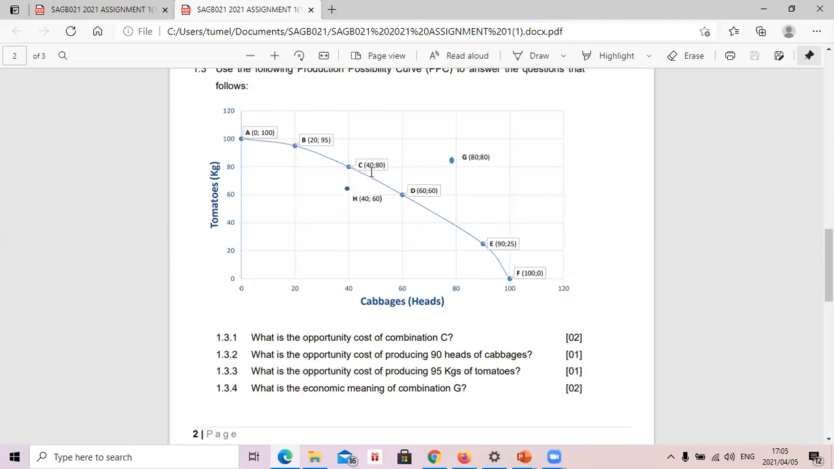We'll have 100 minus 40 for tomatoes, and the answer will be 20. And then we'll have 100 minus 80 for cabbages. And then in conclusion, we'll say the opportunity cost of combination C is 20 kg of tomatoes and 60 heads of cabbages. That is perfect. Did you get the same answer? 60 and 20. Yes. You see, if you just write 60 and 20, it will be wrong. You will say the opportunity cost for combination C is 60 heads of cabbages and 20 kgs of tomatoes. Then you get your 2 marks.